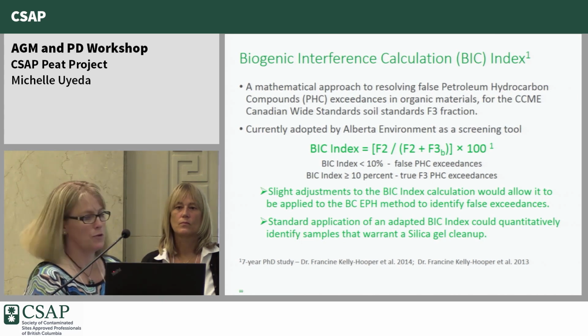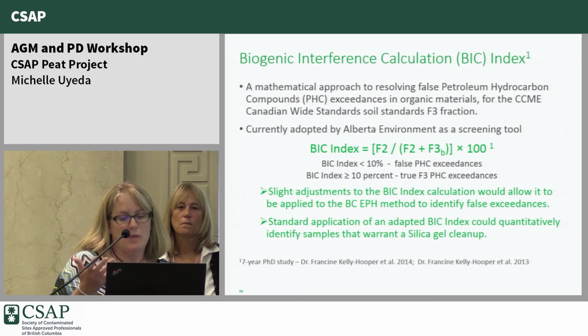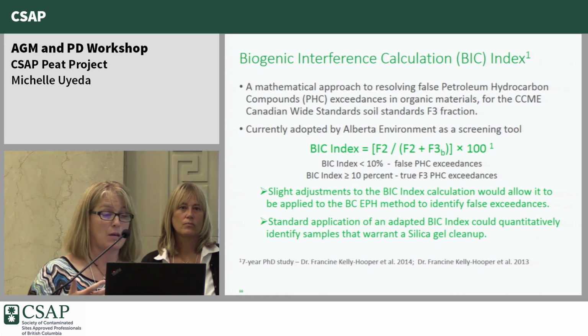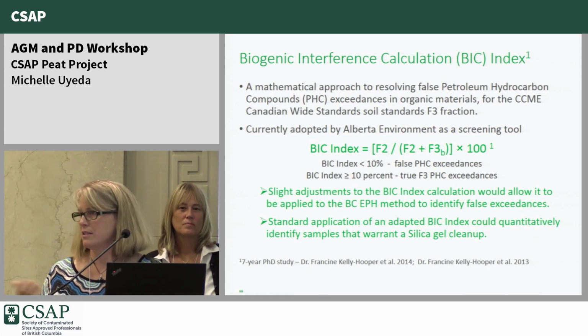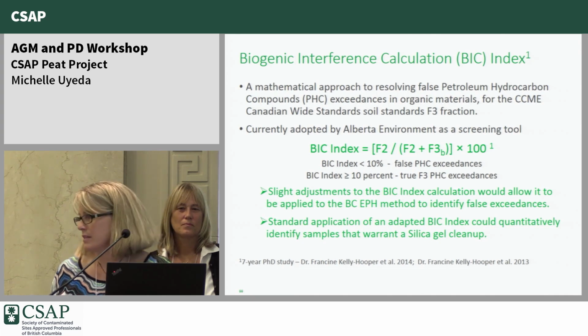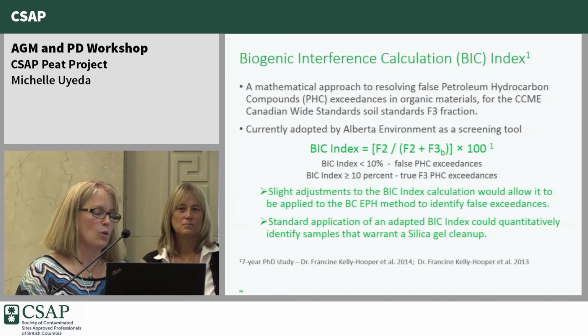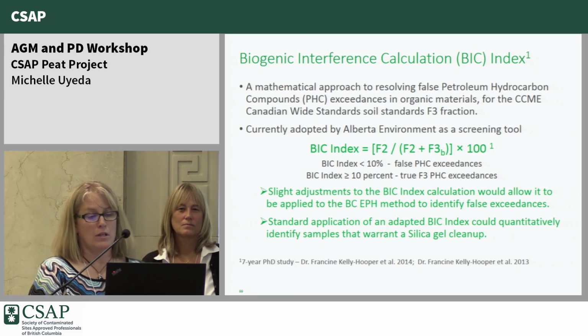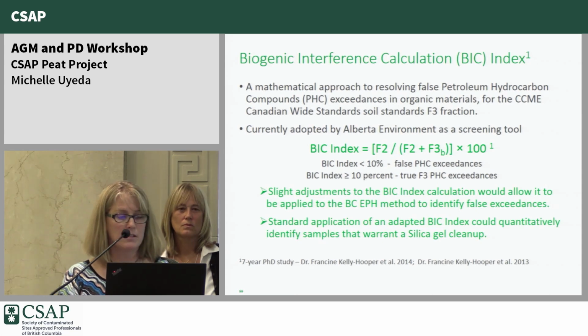There's the formula for it. Basically, if you have less than 10%, it identifies that it's a false PHC exceedance. Greater than 10% identifies that yes, it is actually a true exceedance and that it is contamination. So we looked a little bit at it, and perhaps with some slight adjustments to the BIC index calculation, it would allow it to be applied here in BC for EPH methods to identify false exceedances.